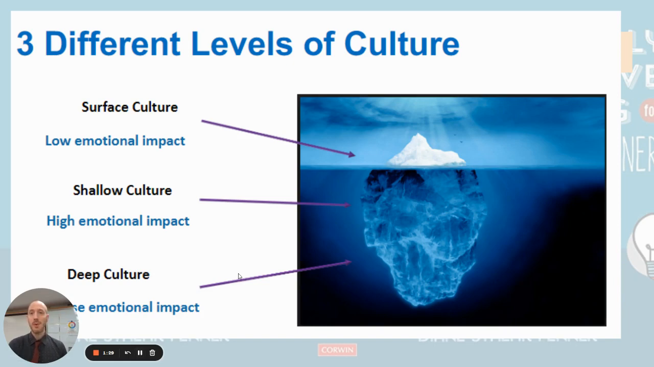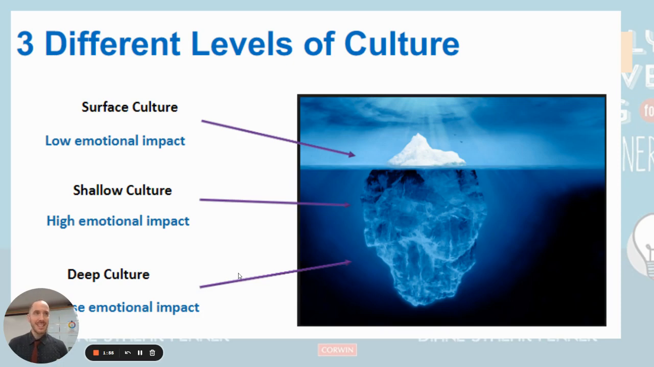Then a little bit deeper, we have shallow culture, which has high emotional impacts on those individuals, especially when those cultural elements are threatened. Those are things like concepts of time and nonverbal communication. And lastly, there's deep cultural elements that have intense emotional impacts when they're threatened. Those are things like ideas of fairness and justice, expectations related to gender roles, individualism and collectivism.